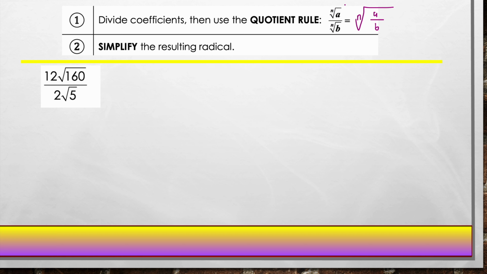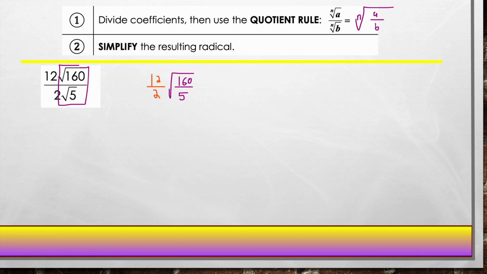And even though this rule is a bunch of letters, it's actually quite easy with numbers. In this case here, if we just look at the roots, it's root 160 over root 5. So we would rewrite that as root 160 divided by 5. All we did was go from having two roots to one root. In addition, the 12 and 2 here on the outside could just stay on the outside.